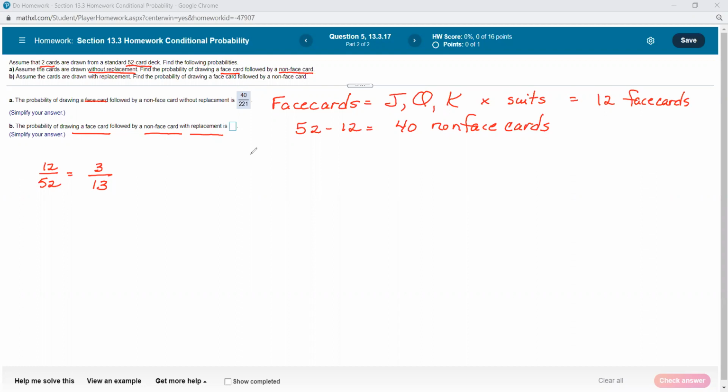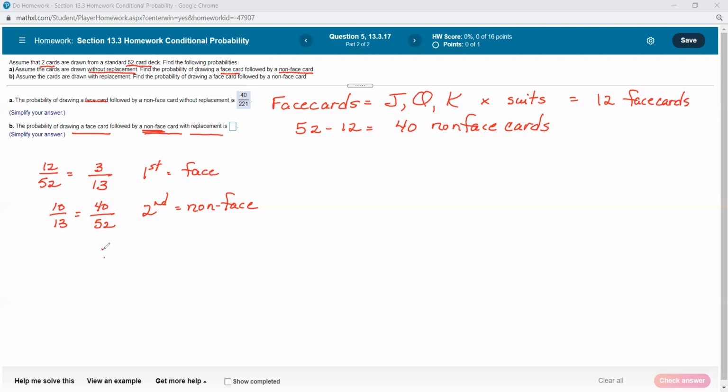And the only effect that's going to have is that out of the 40 non-face cards, we're still going to have 52 cards to pick from. So the first draw is supposed to be a face card. Probability is 3 out of 13. When we draw the second card as a non-face card, there are 40 non-face cards, but there's still going to be 52 cards this time. Could have put it over on the other side, couldn't I? So let's see, 4, that's going to be 10 out of 13.